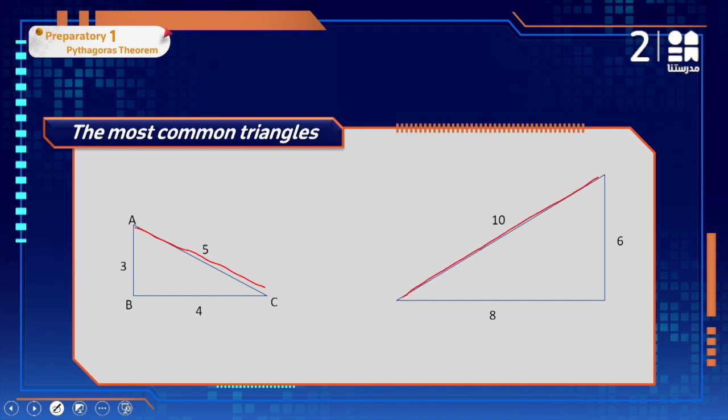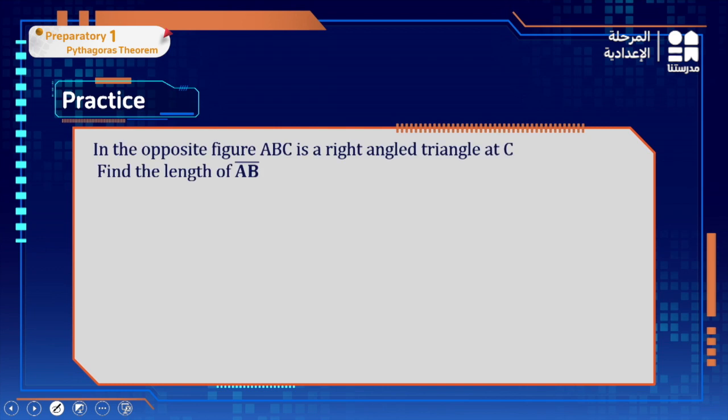So we solved number 1. It was about 3, 4, and we got 5. And the second one, also it was about 6, 8, and 10. So keep that in mind to do it mentally, okay? Of course, you will write your steps, but keep in mind that, okay? Now practice. In the opposite figure, ABC is a right-angled triangle at C.